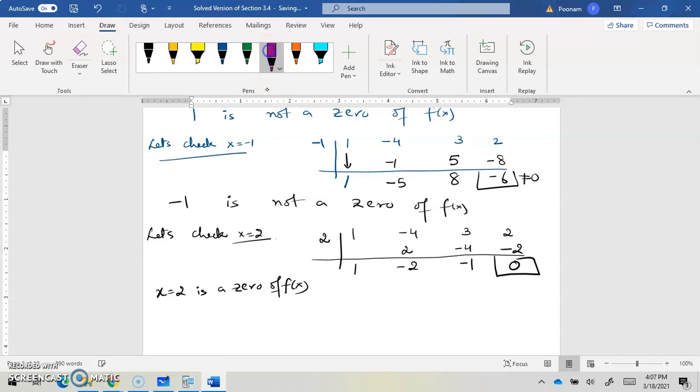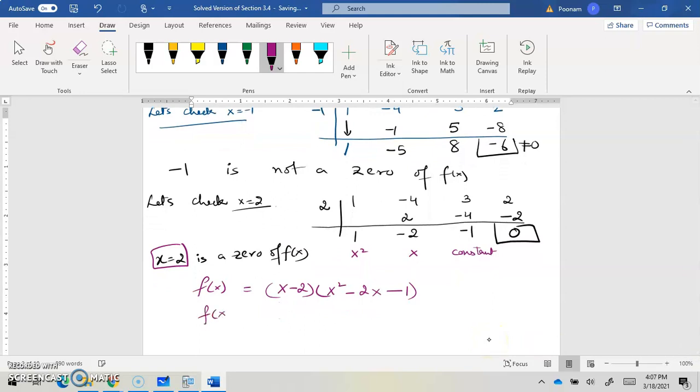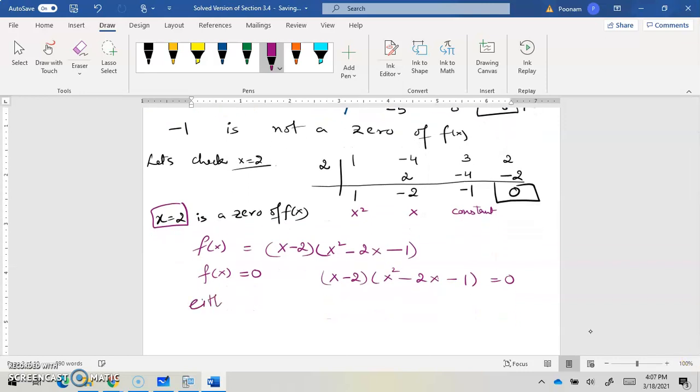We found 1 zero, right? This is important. Also, we can find the quotient: this will be the x square coefficient, x coefficient and constant, meaning f of x can be written as one factor, x minus 2, times the quotient, which is x square minus 2x minus 1. So if you have to find the zeros of f of x, we set f of x equal to 0, meaning x minus 2 times x square minus 2x minus 1 is equal to 0, meaning either x minus 2 is 0, which will give x equal to 2.